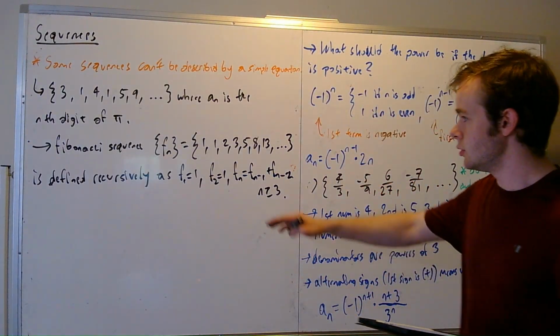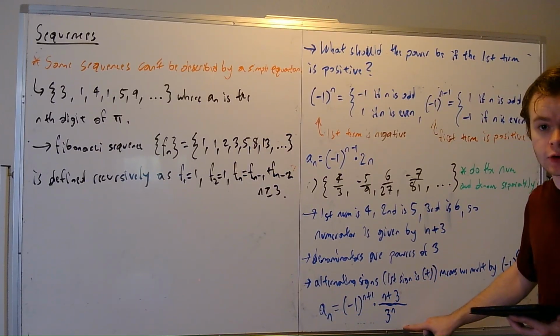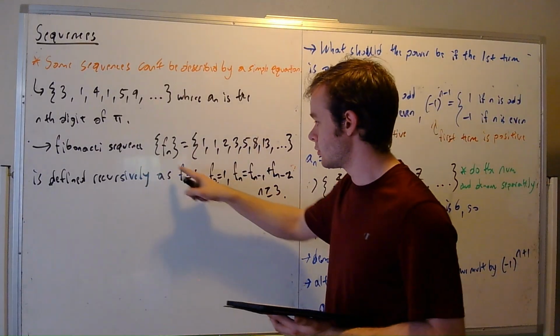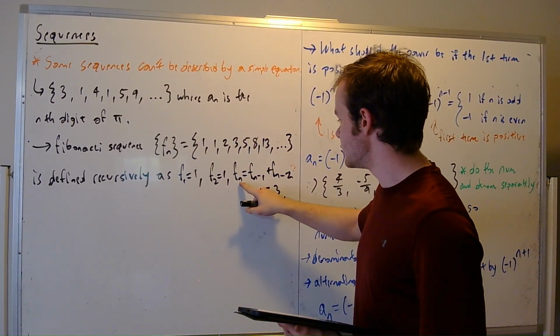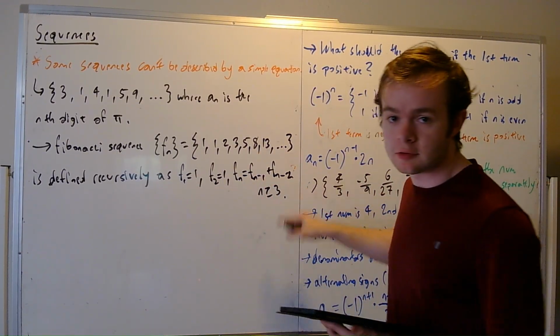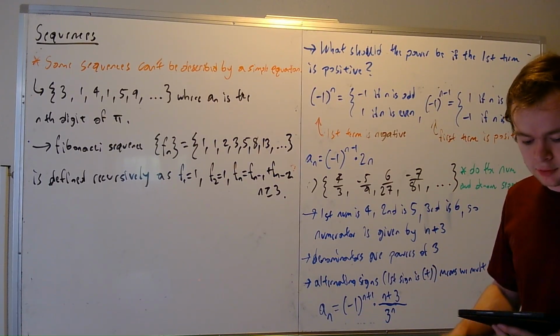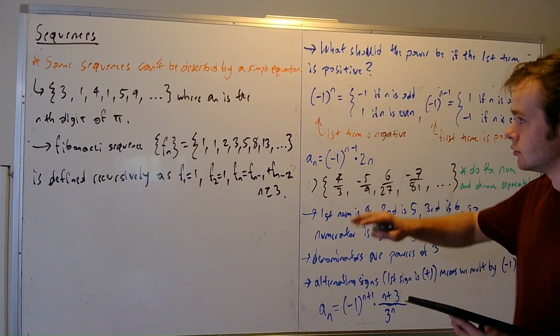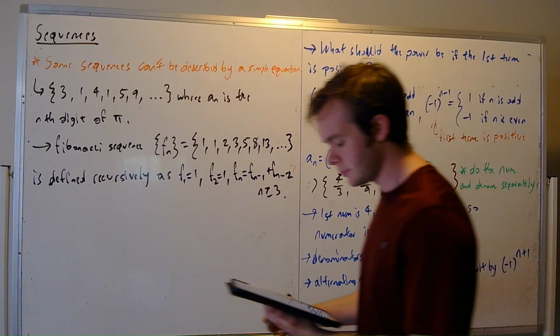Right? So you can see we don't have one nice formula for an here, but here we have to do what's called a recursive definition, where we're defining each entry based on the previous two entries. So we don't have just this one nice formula like we did here. Okay, so we don't necessarily always have a nice formula. That's the point there.